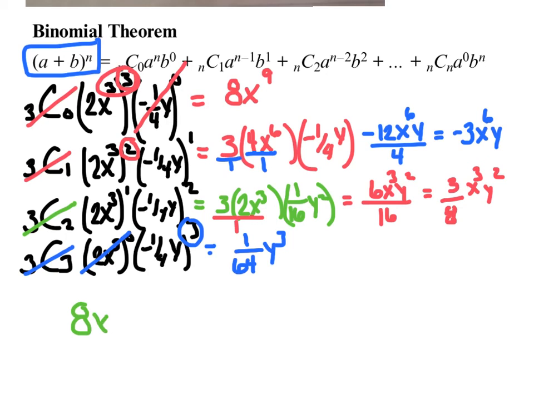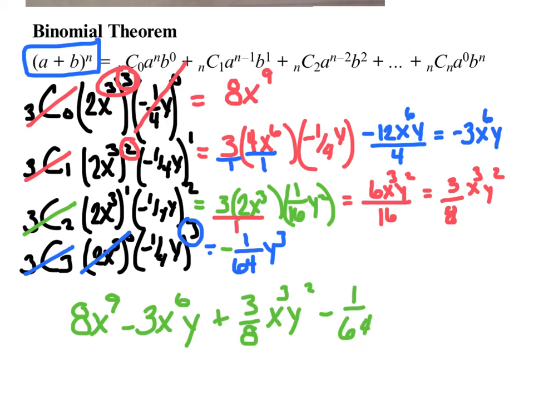Lastly, I'll just write out my terms in order with correct signs. I had 8x to the 9th minus 3x to the 6th y plus 3/8 x cubed y squared. That should have been a negative, minus 1 over 64 y cubed. All right, well that does it. We look forward to some more good practice tomorrow.